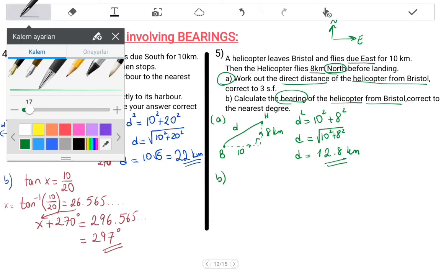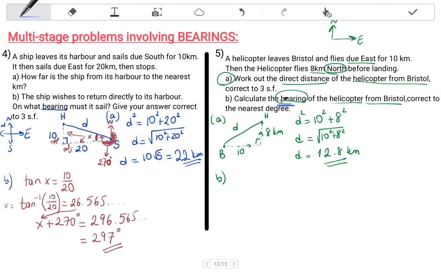I'm changing my pen's color now. So the bearing of helicopter from Bristol. So I'm going to put north on top of Bristol and try to find the angle from north in clockwise direction until the line connecting the point B and point H. So this is wanted. This is the value I have to find.